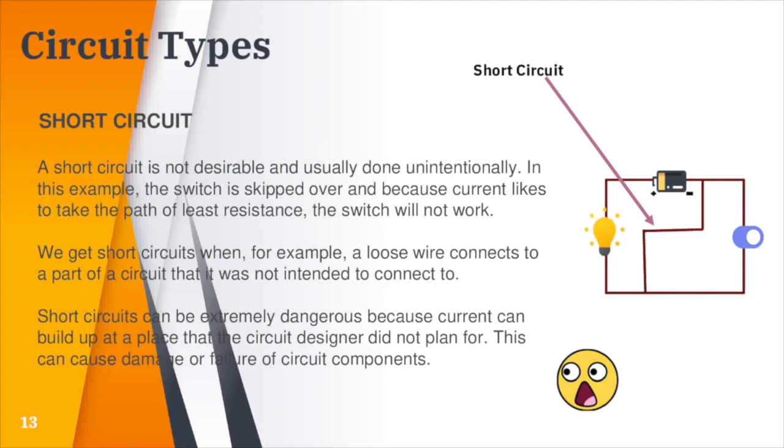Short circuit. Short circuit is not desirable and usually done unintentionally. In this example, the switch is skipped over, and because current likes to take the path of least resistance, the switch will not work. We get short circuits when, for example, a loose wire connects to a part of a circuit that it was not intended to connect to. Short circuits can be extremely dangerous because current can build up at a place that the circuit designer did not plan for. This can cause damage or failure of circuit components.